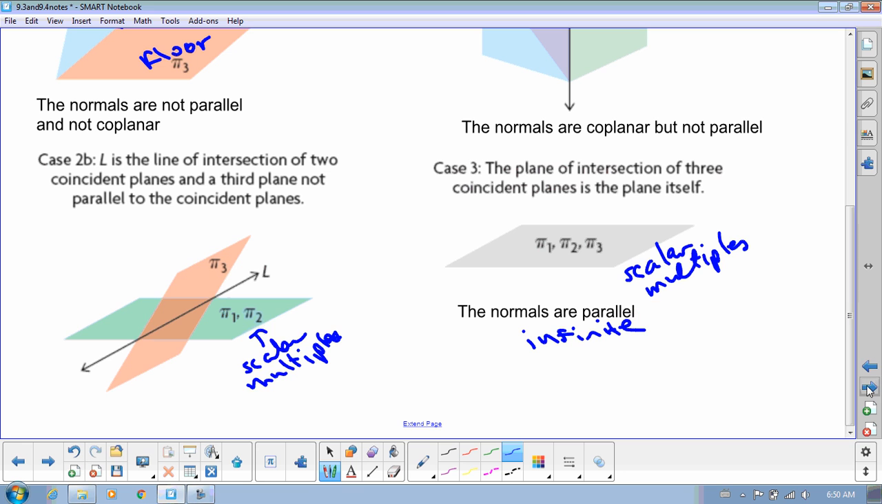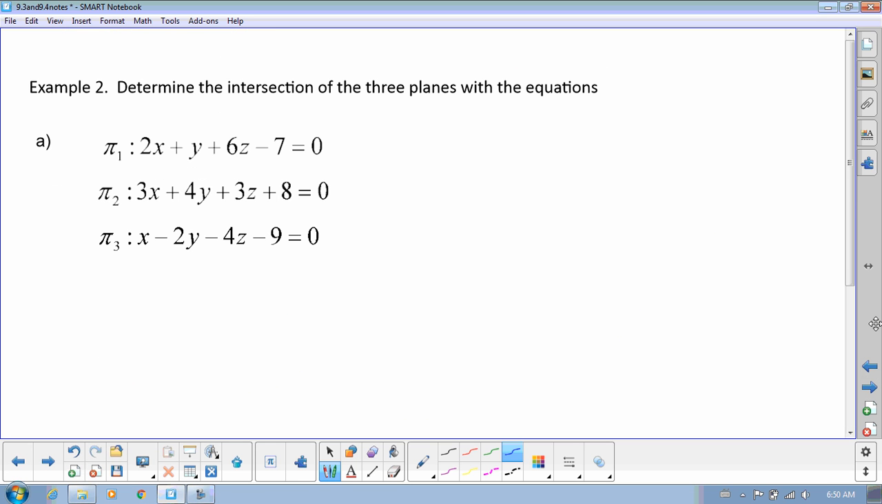Okay, so let's get to the math to see what this stuff looks like. All right, so determine the intersection of the three planes with these equations. So hopefully you watched the video on elimination, or solving equations with three variables, because that's what we're going to do here. I have three planes. I have 2, 1, and 6. 3, 4, 3, 1, negative 2, negative 4. These normals are not multiples. So that means I'm going to start with my elimination.